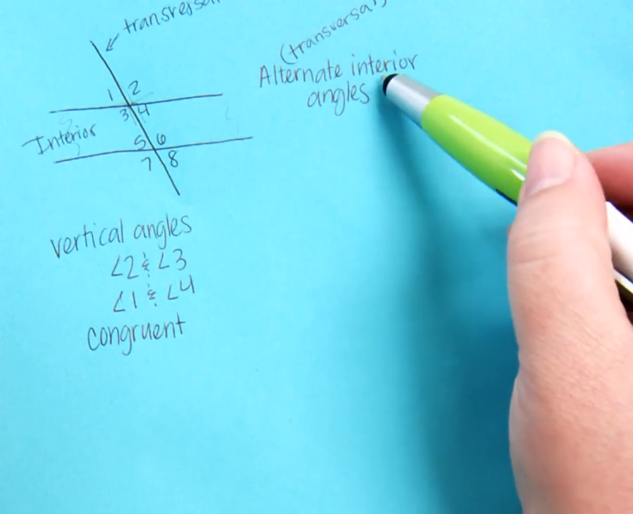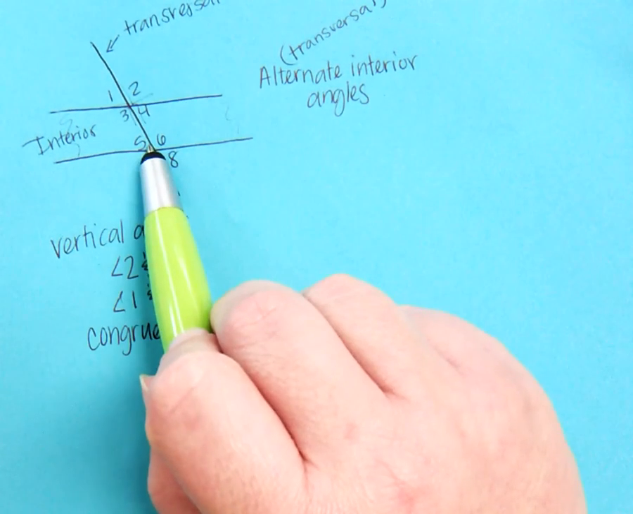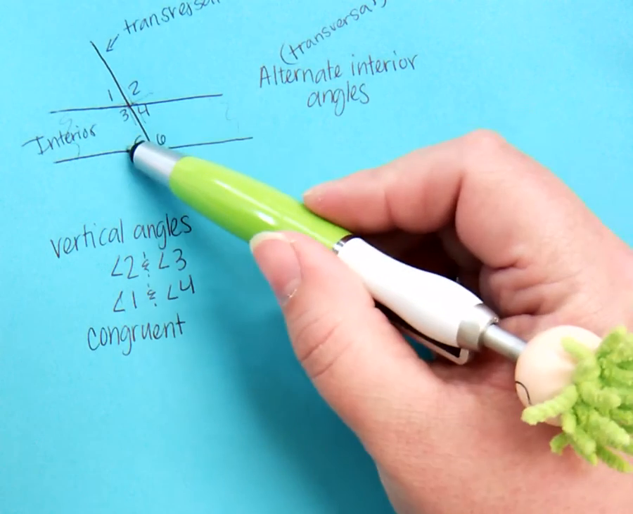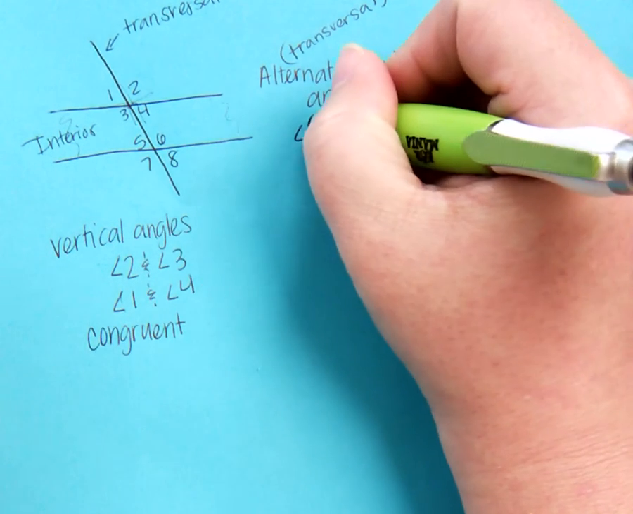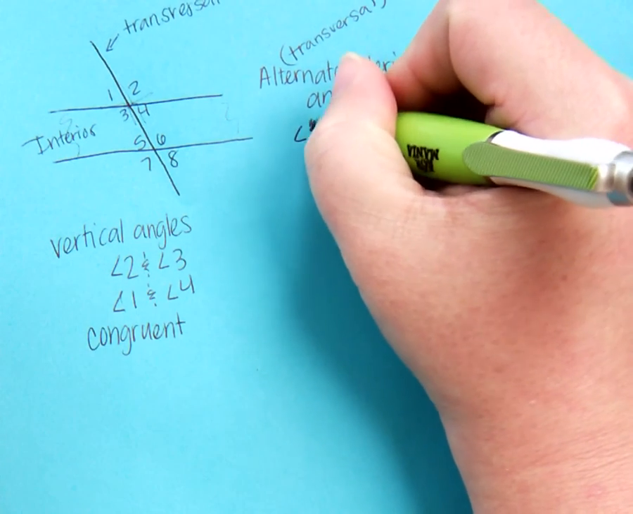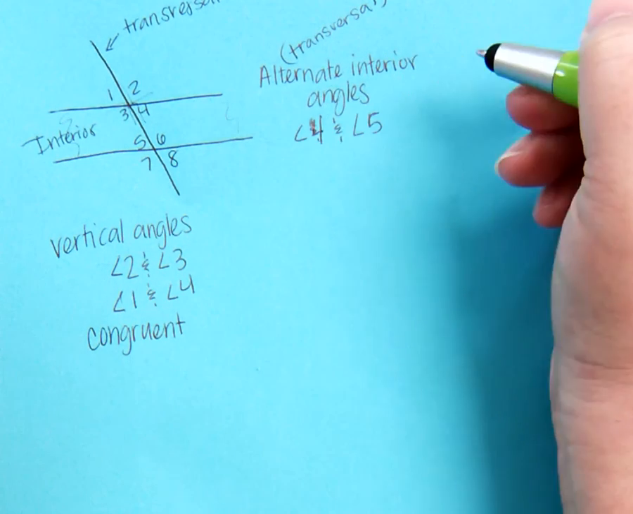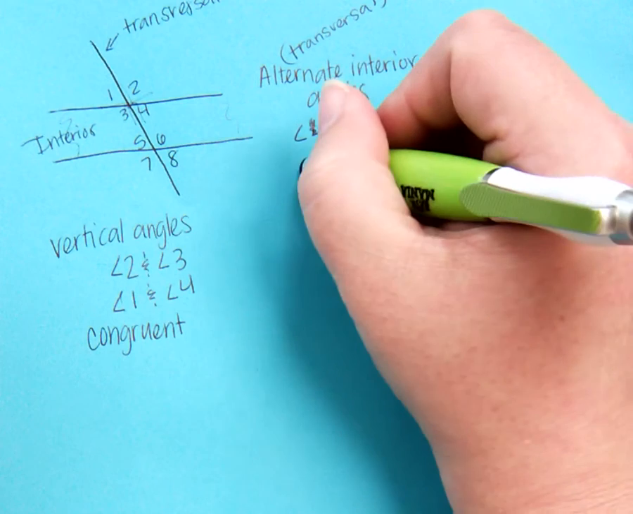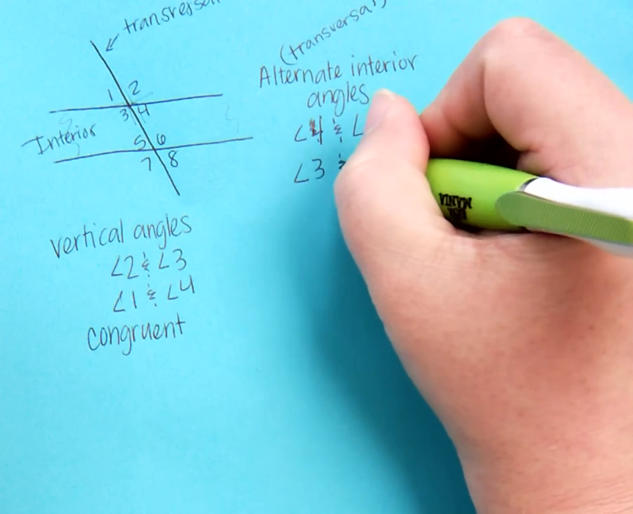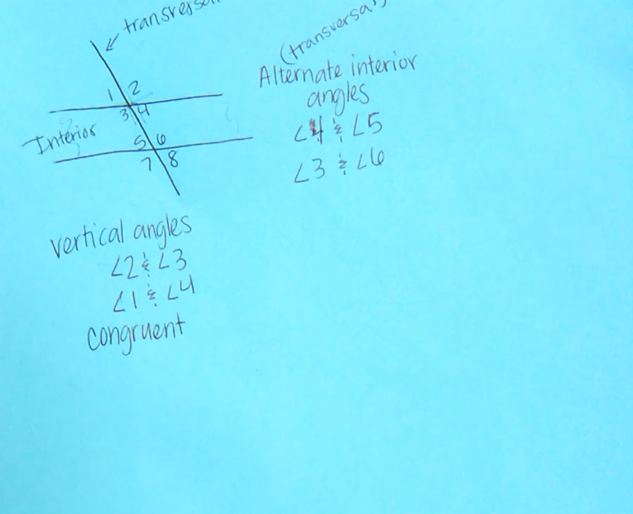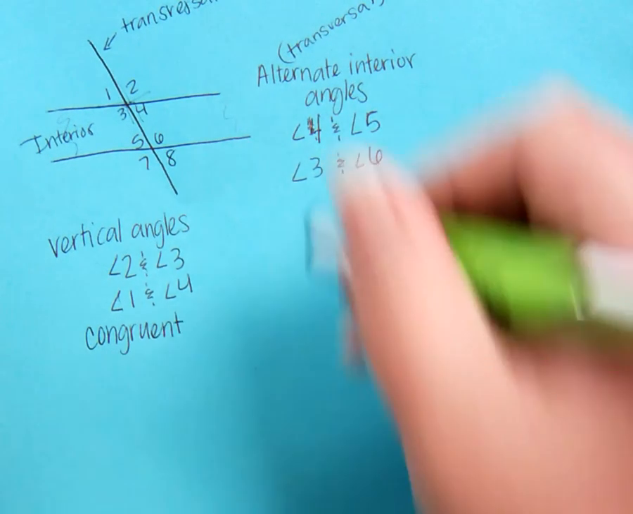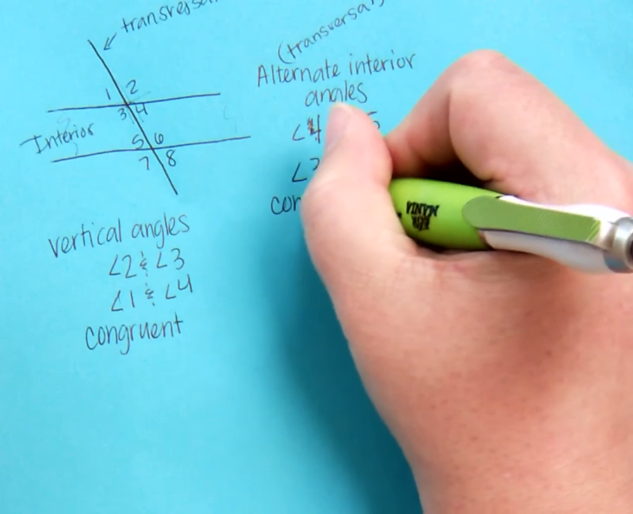So we want two angles that are on opposite sides of the transversal, but still inside of the two parallel lines. So this would be angle 4 and 5. Those are alternate interior angles, as well as angle 3 and angle 6 are alternate interior angles as well. These are also congruent angles.